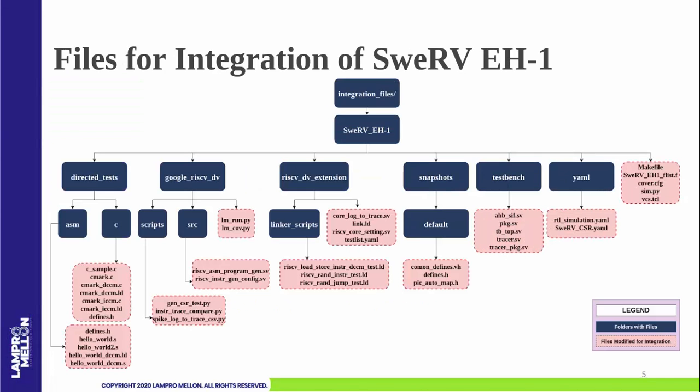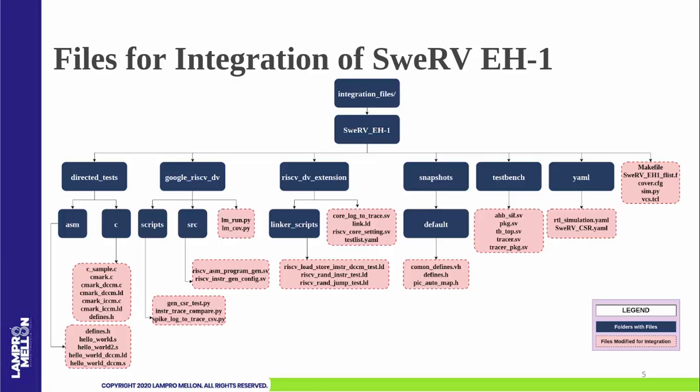This tree diagram shows all the files used for integration of SweRV with Google's RISC-V DV. Since Google RISC-V DV is a random assembly test generator and random tests cannot cover some specific scenarios, therefore one may need directed tests. Those tests will be placed in directed tests directory. Some of the scripts and sources from Google RISC-V DV are modified specifically for SweRV. LM RunPy and LM CurvePy scripts generate and execute commands for test generation, test compilation, spike simulation, and extraction of functional coverage.